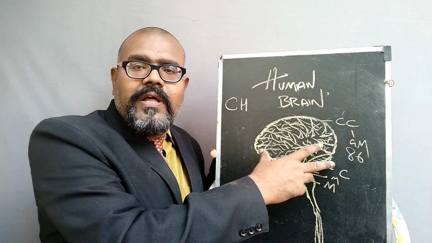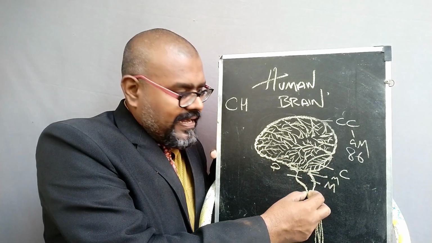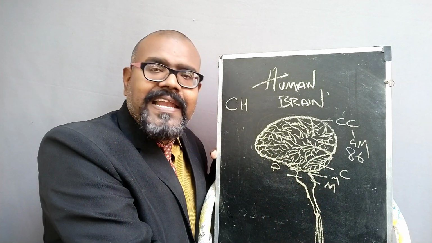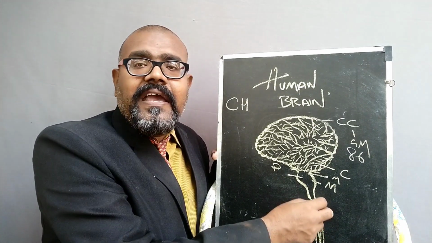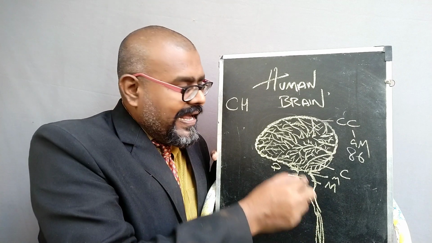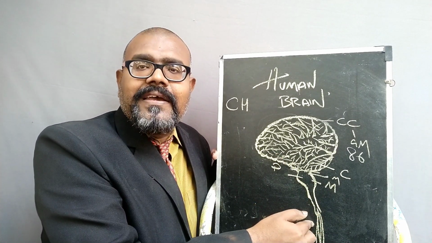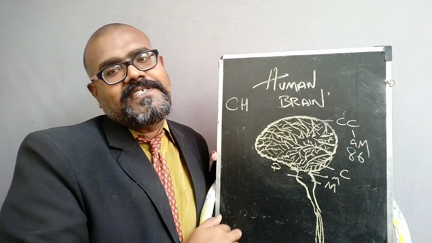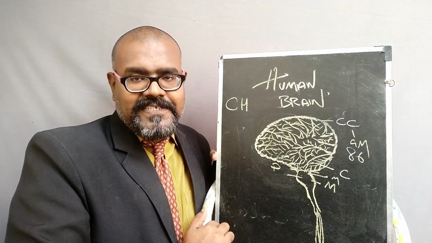Along with that region of the brain, from the brain stem there is a small spine-like structure called the spinal cord. It is protected by the vertebral column. This brain and this vertebral column spine are considered the central nervous system. Both of these are considered the central nervous system.